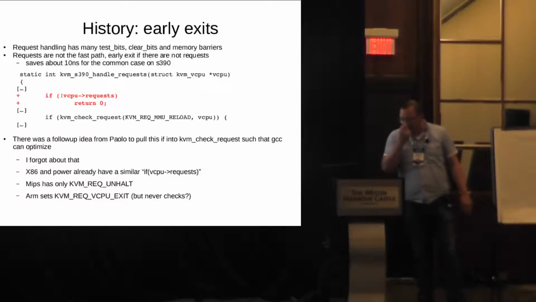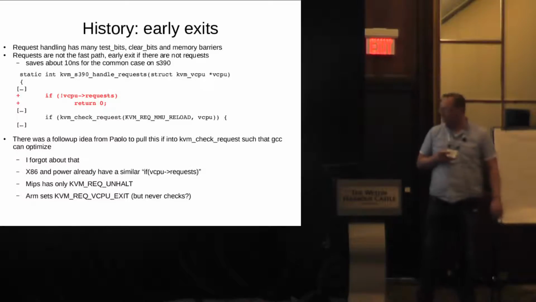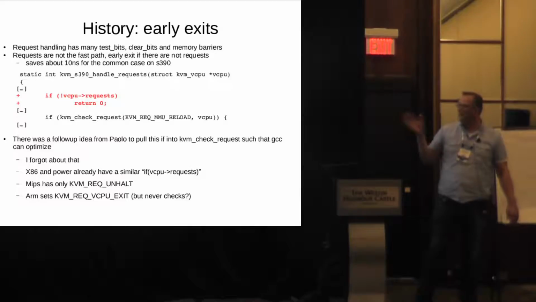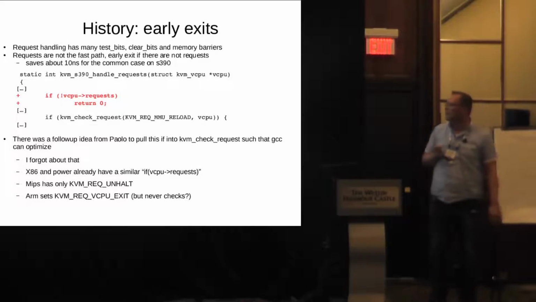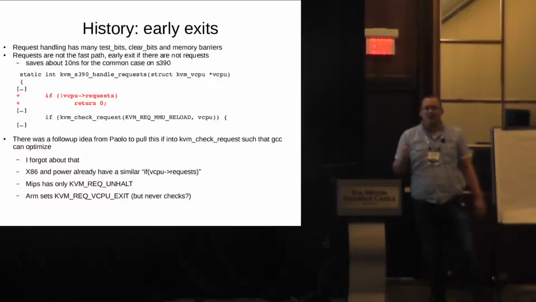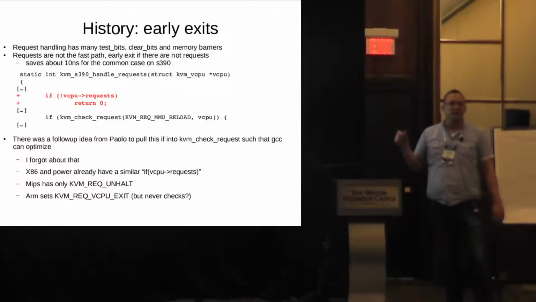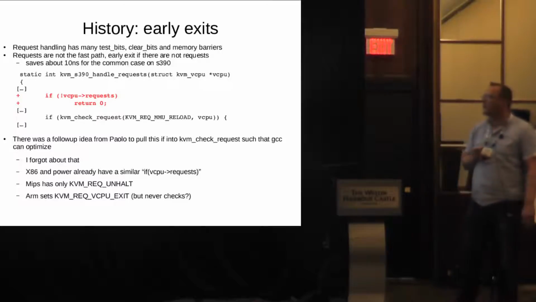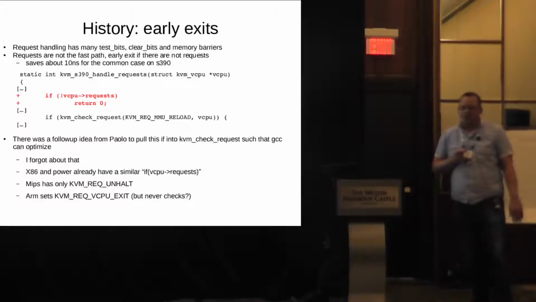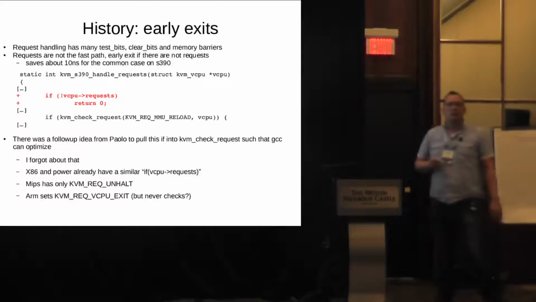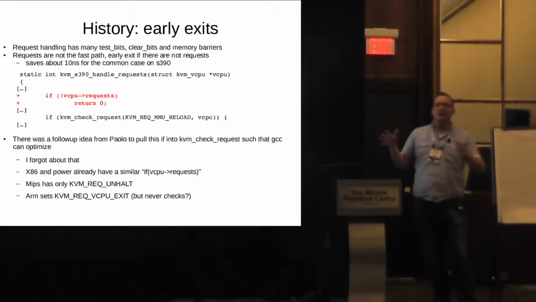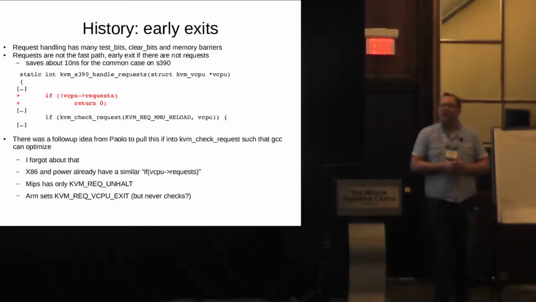For example, in that case, the handle request function only checks for, I think, 4 or 5 requests on S390. But you have a test bit, you have a clear bit, and you have memory barriers. So all in all, the whole function, which is executed basically on every cycle of KVM, is quite expensive. And by just doing an early exit, if no request is pending, just don't bother about test bit and clear bit. You can actually speed up our exit reasonably well.